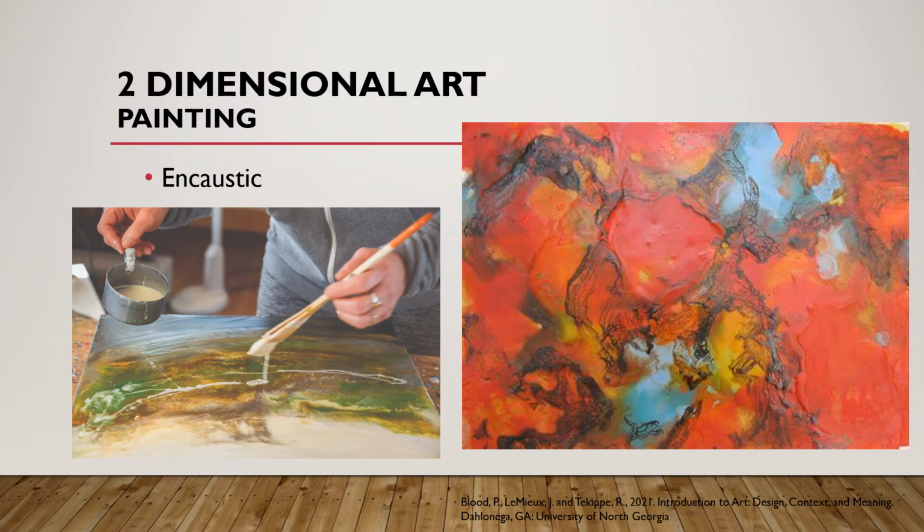Encaustic painting is where you use melted beeswax as a binder. So you mix your pigment into the melted beeswax. It has to be applied to a rigid surface because of the weight of the wax, and it also gives some really interesting textures to paintings.